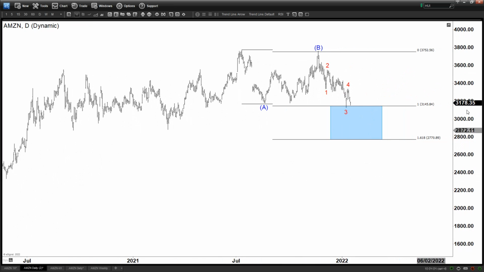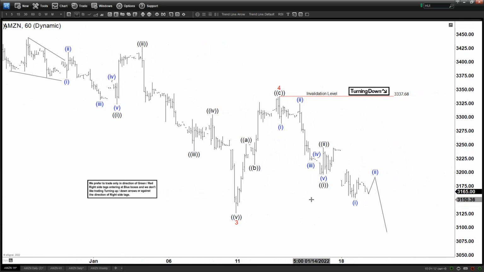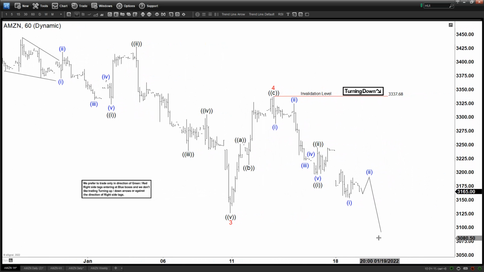But again, that's the larger degree, which is not really our primary focus. Our primary focus simply is the shorter cycle, in which we should be expecting more downside well below 3,337, and at least we should be able to see a 5 wave subdivision from this peak here from the short-term point of view.